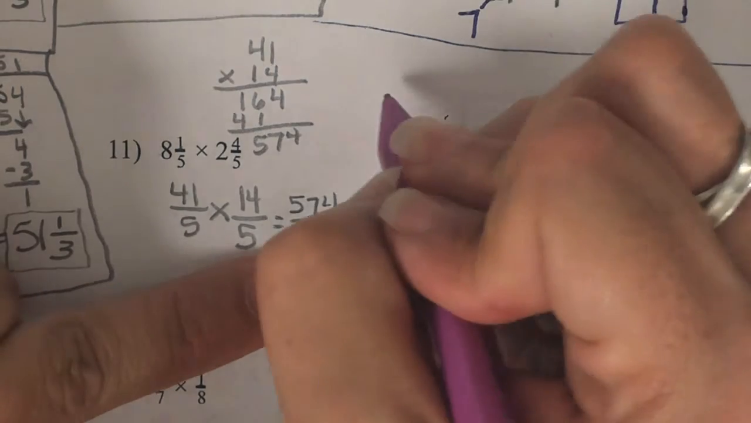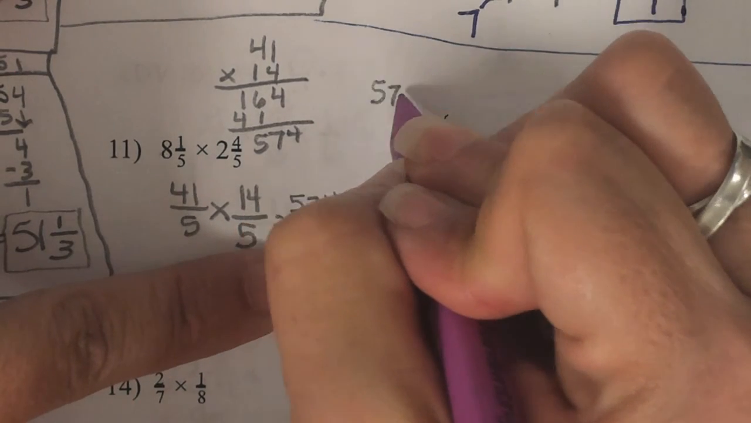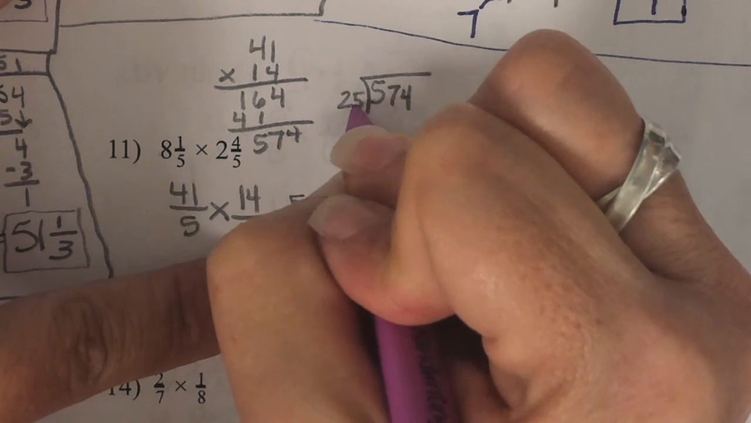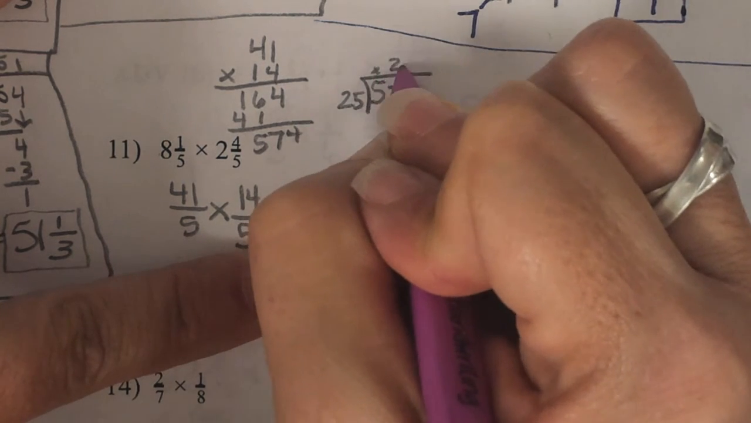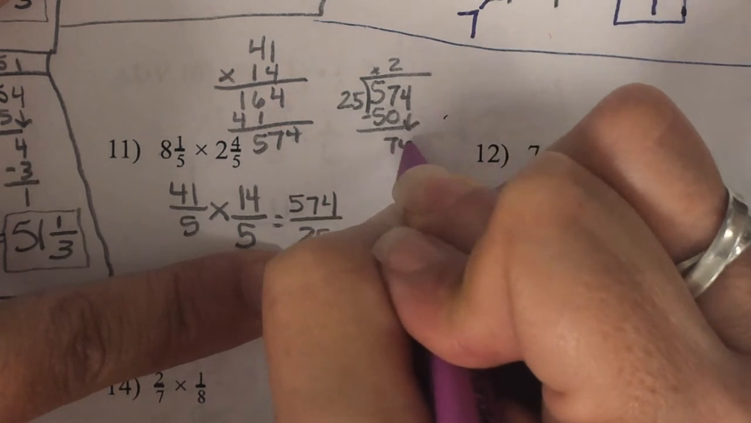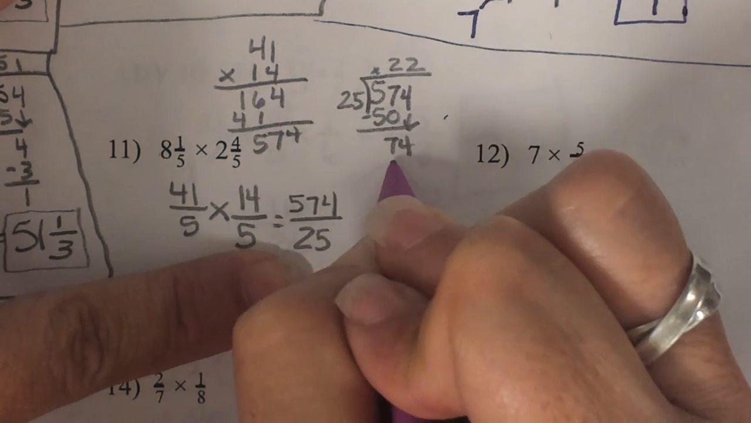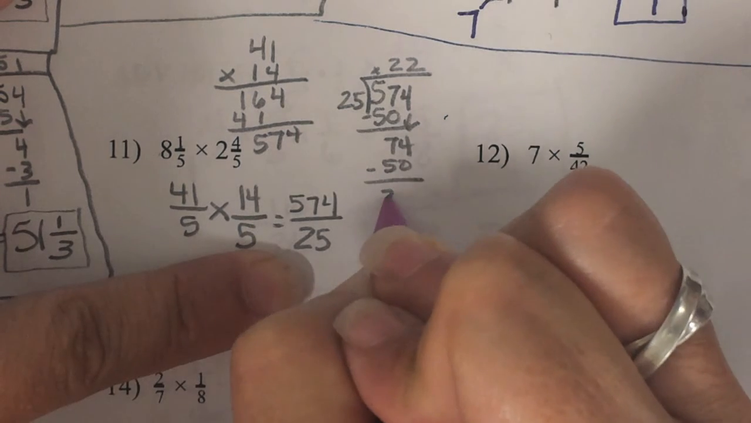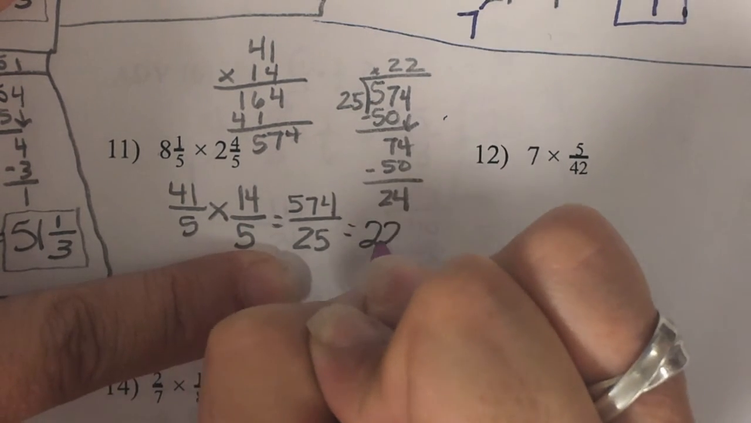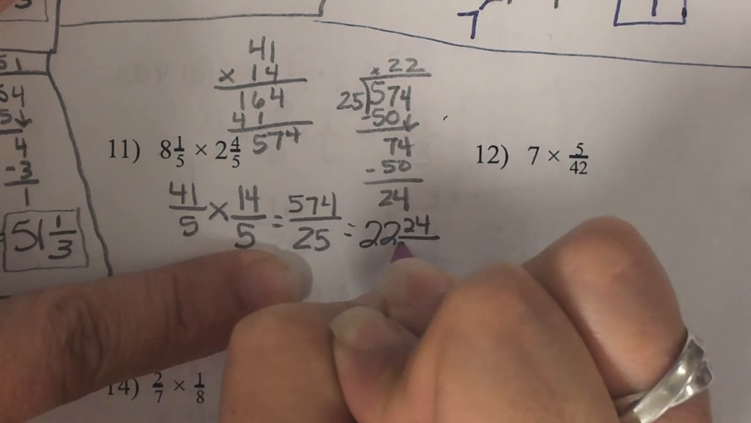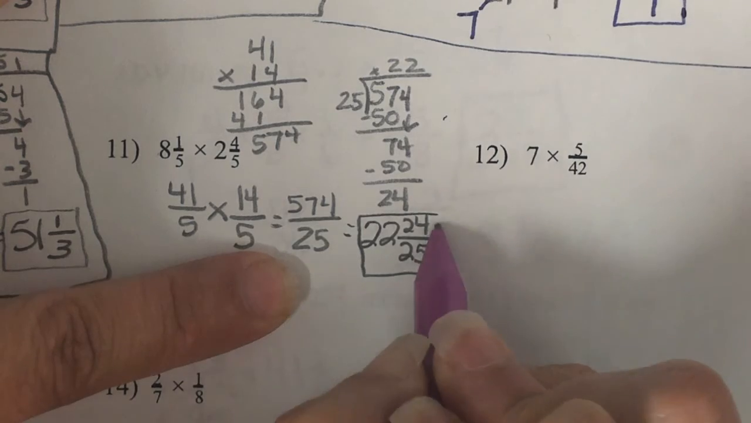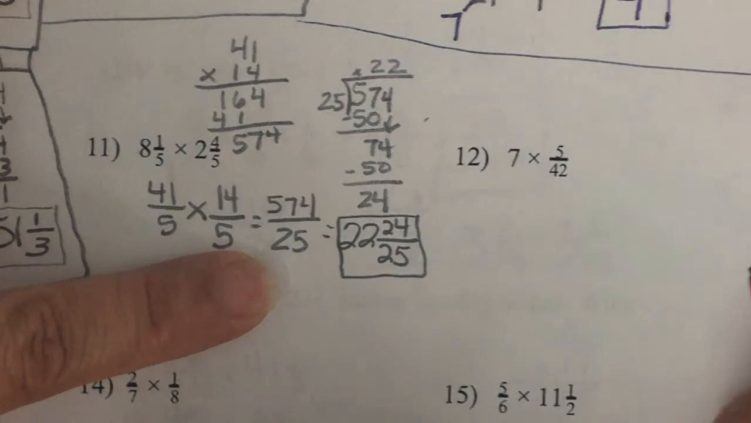Now I've got to divide that out. 574 divided by 25. I got one more to do and then I'll be there. 2 is 50. 24. So my final answer is 22 and 24/25. A little bit bigger numbers, but still doable.